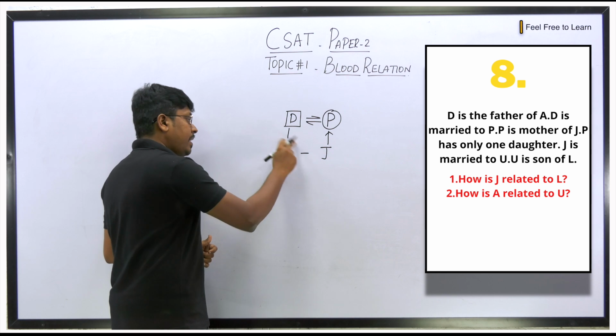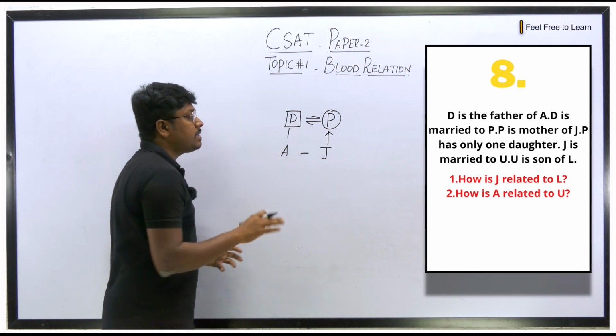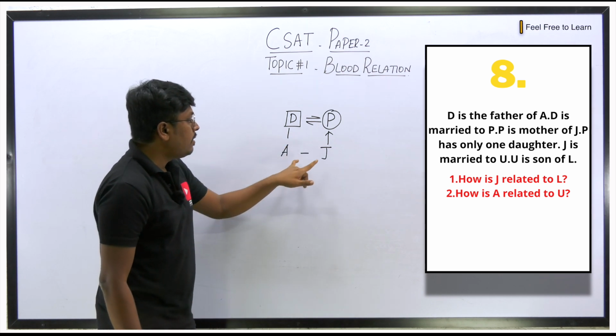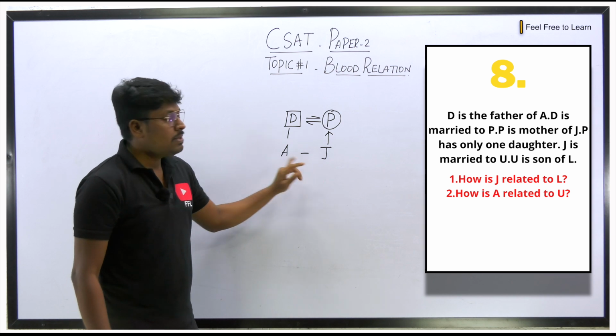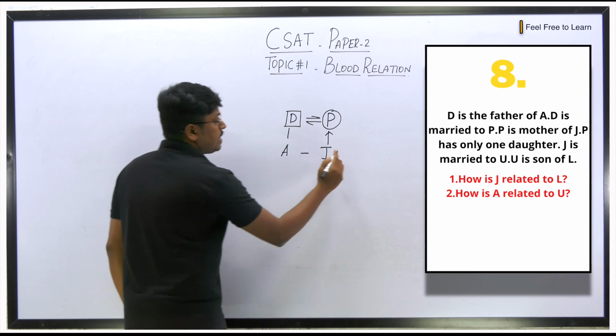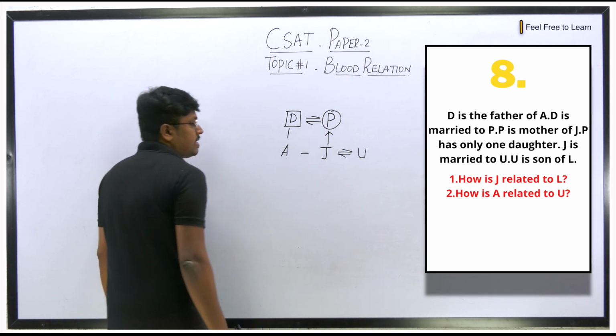But if we know the gender of person A, then the remaining person can be easily fixed here. But according to the question, P has only one daughter, where both persons' genders are unknown. So let me move on to the next point. J is married to U, and again both persons' genders are unknown.